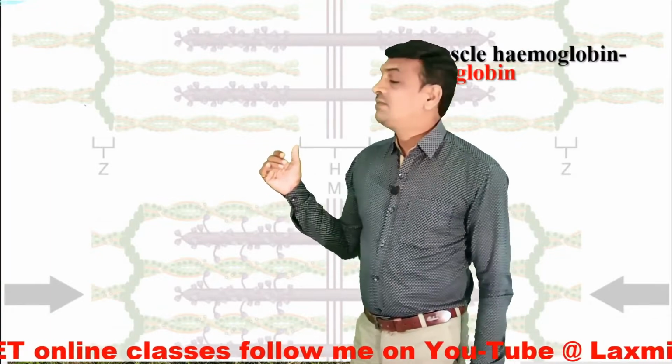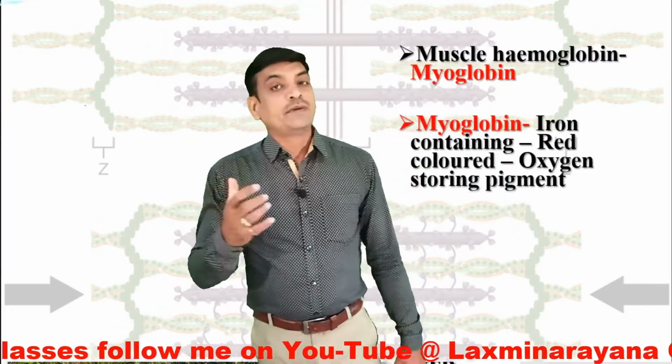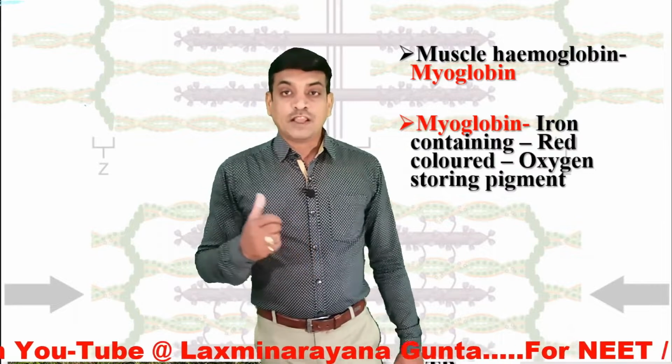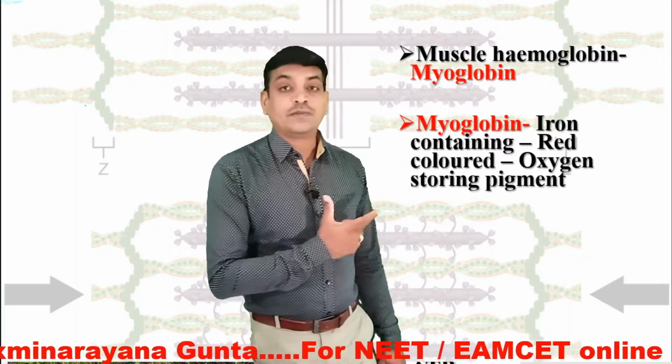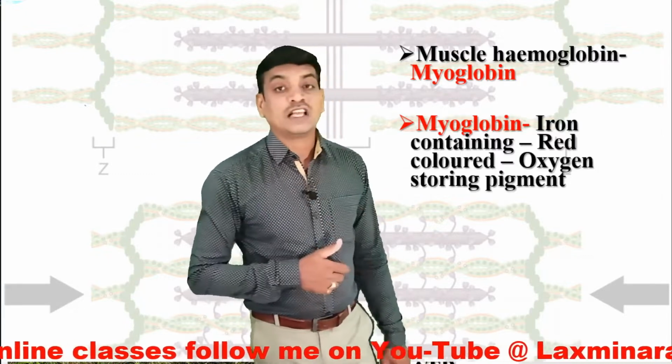Our blood is red in color because of the hemoglobin. Similarly, the muscles also contain a pigment called myoglobin. This myoglobin is an iron-containing, red-colored pigment which is responsible for storing oxygen.